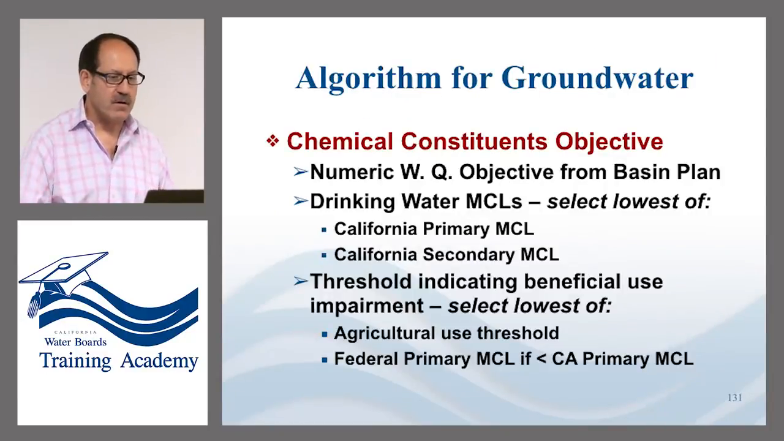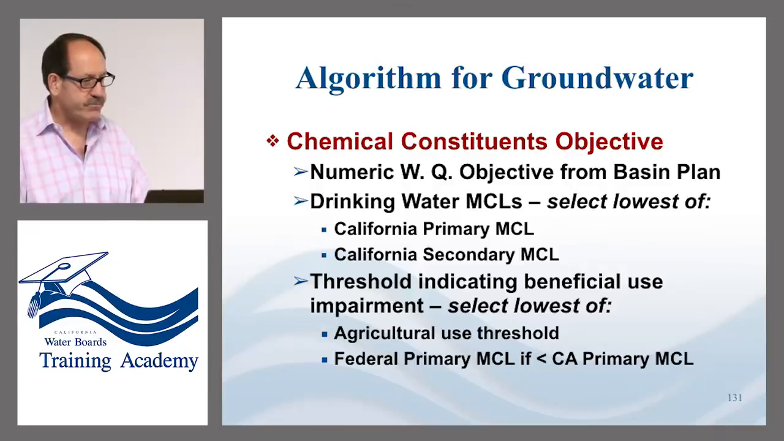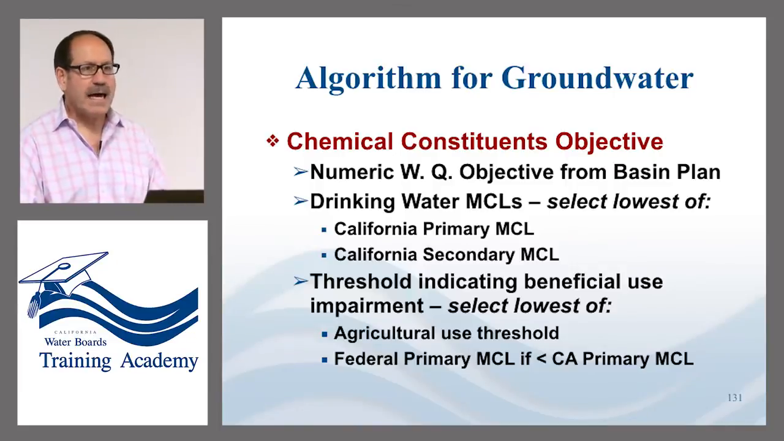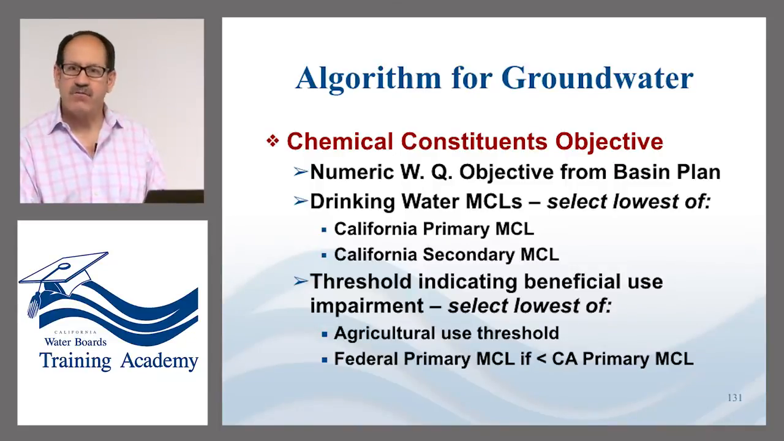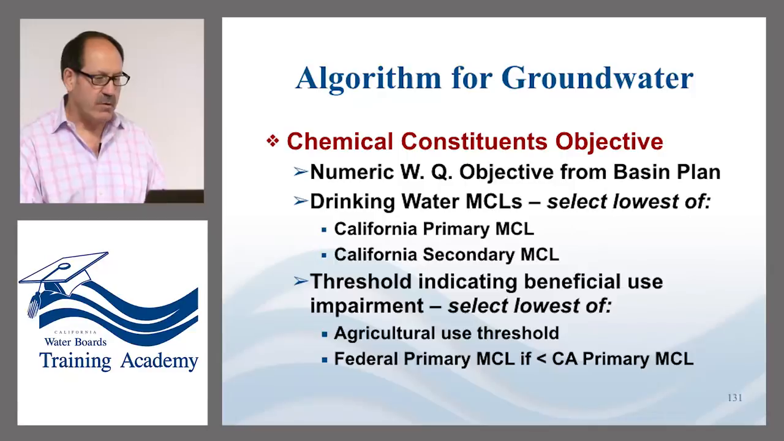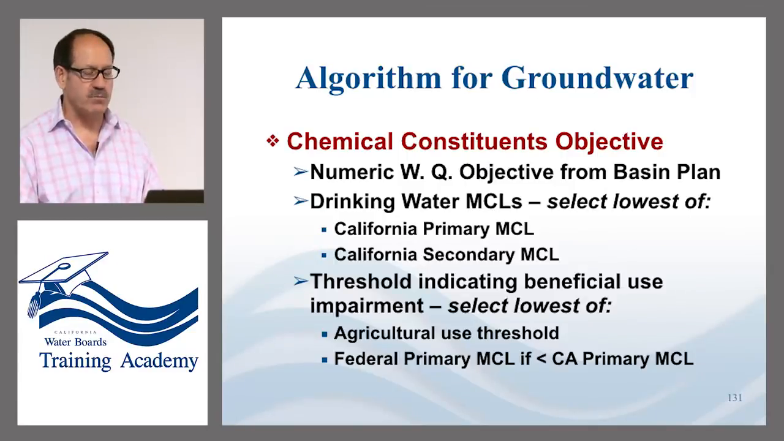Okay, the groundwater algorithm. We're going to look at each of the types of things that you have to comply with. So narrative objectives, numeric thresholds that have been promulgated. We'll start with the chemical constituents objective.